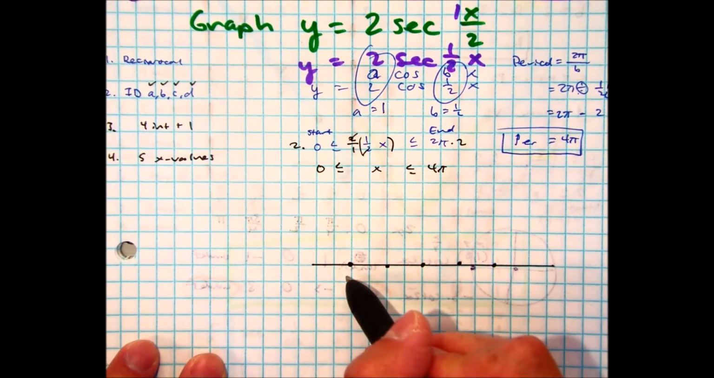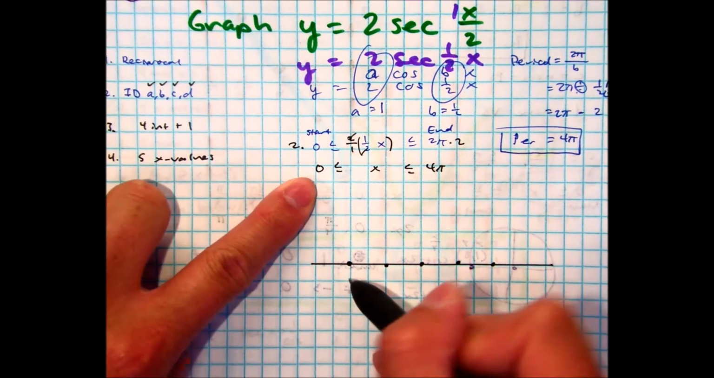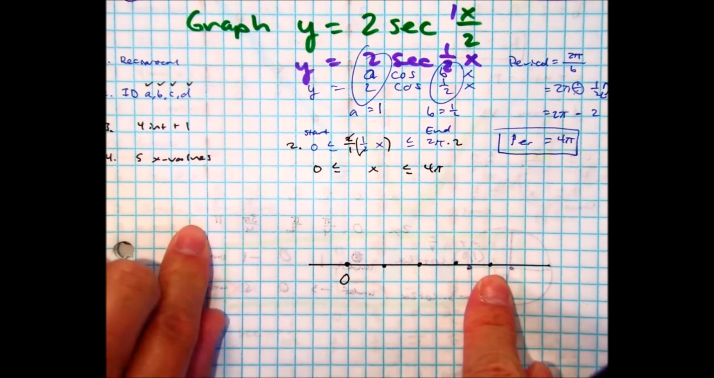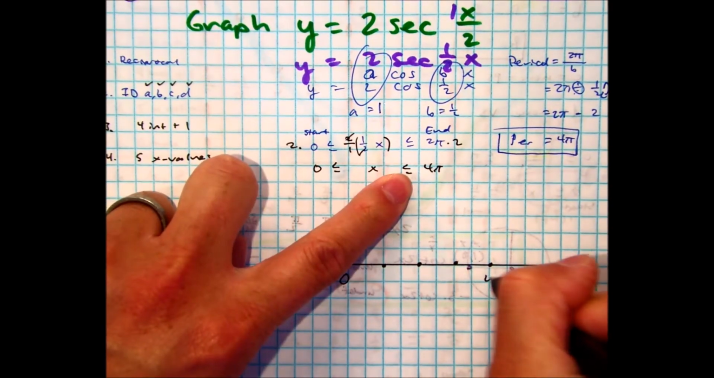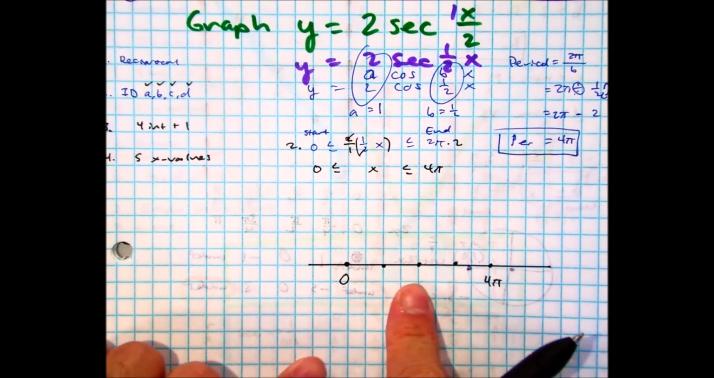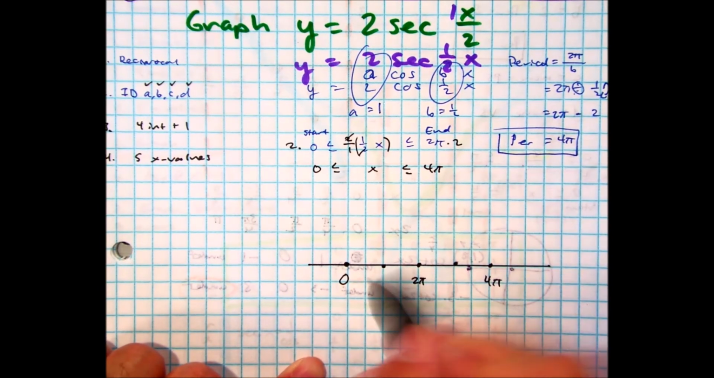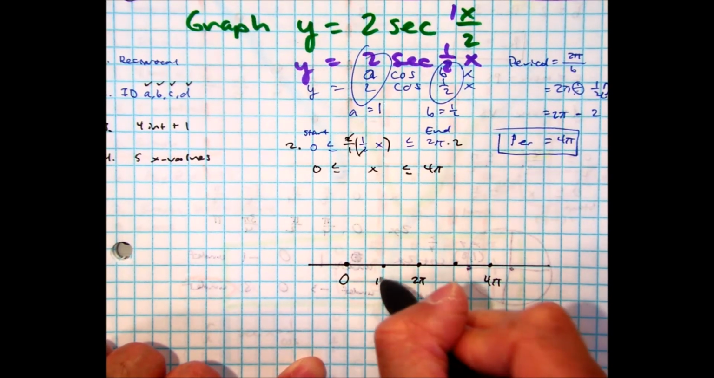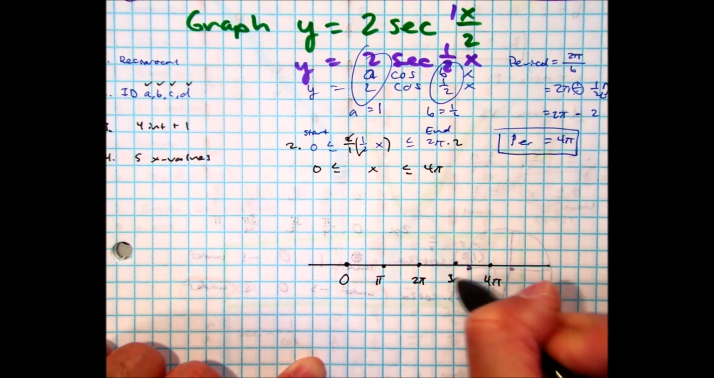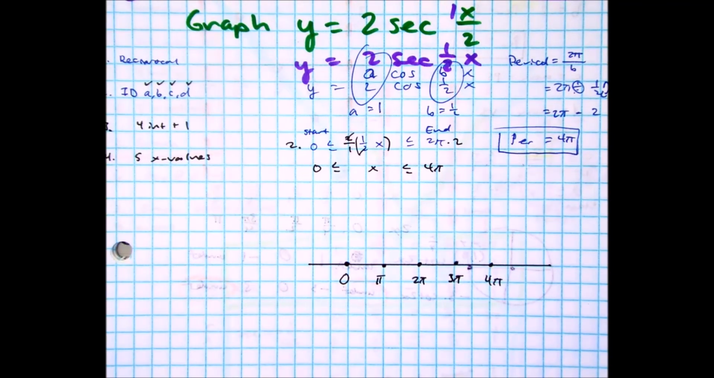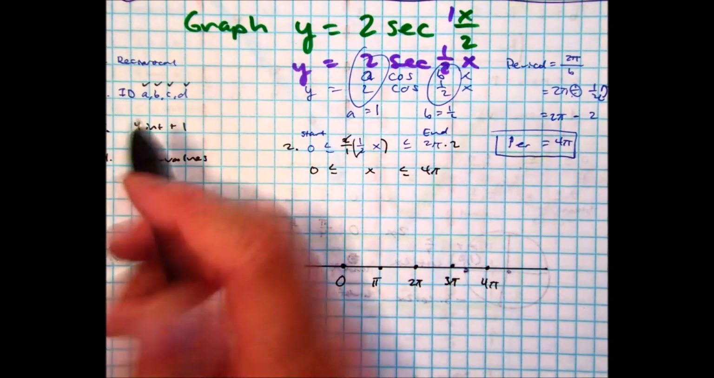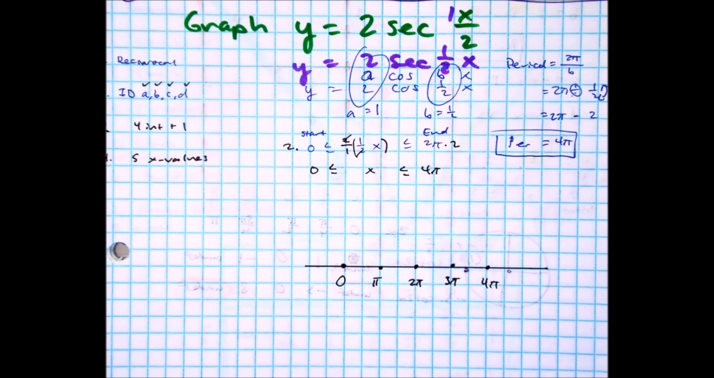Joshua, what am I going to write here? 0. And way over here, 4 pi. And half of that, 2 pi. Half of this, pi. And this one, 3 pi. Raise your hand if you have those intervals. Great. Let's go ahead and get our 5 y values.